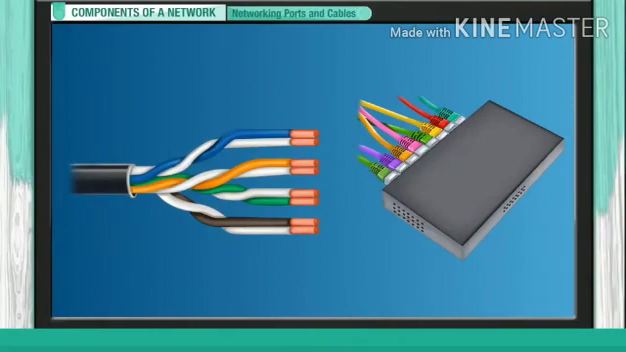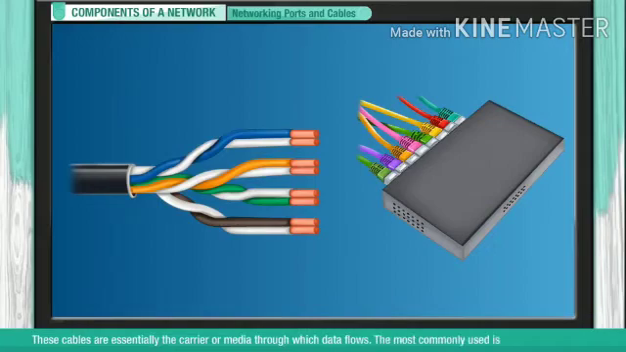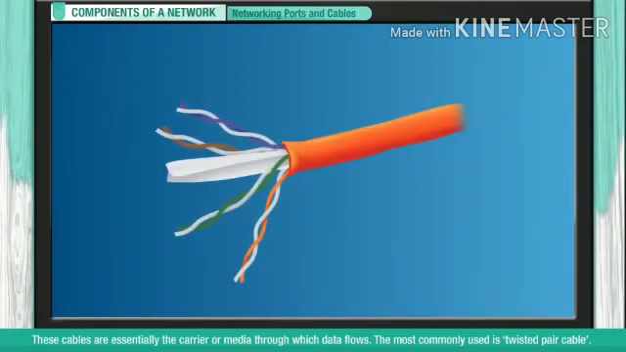Networking ports and cables. Network cables are used to connect and transfer data and information between computers, routers, switches, and storage area networks. These cables are essentially the carrier or media through which data flows. The most commonly used is twisted pair cable.